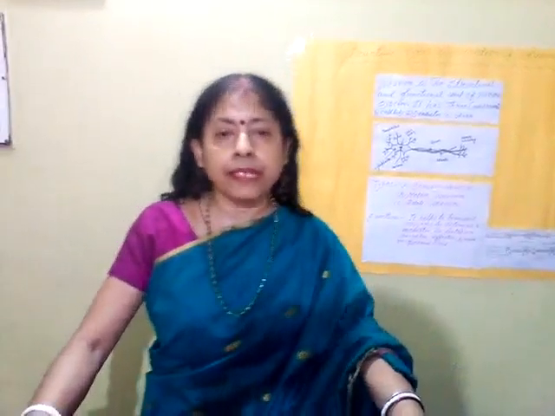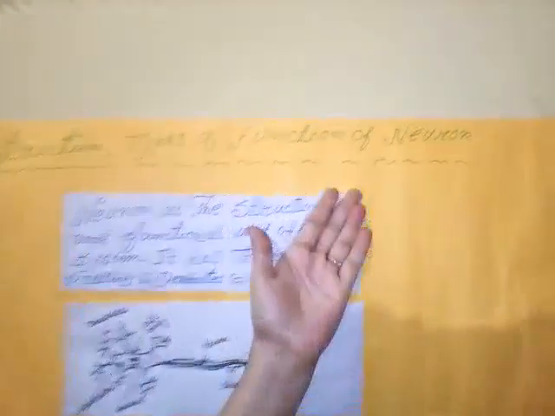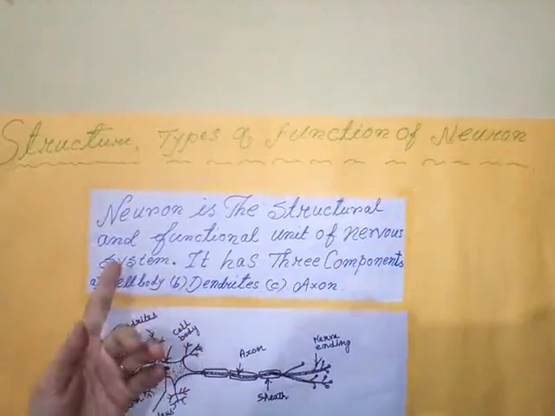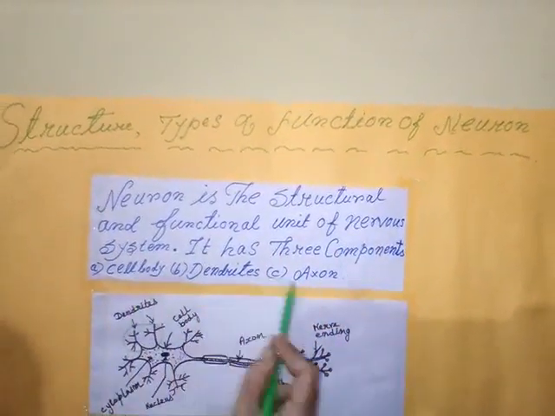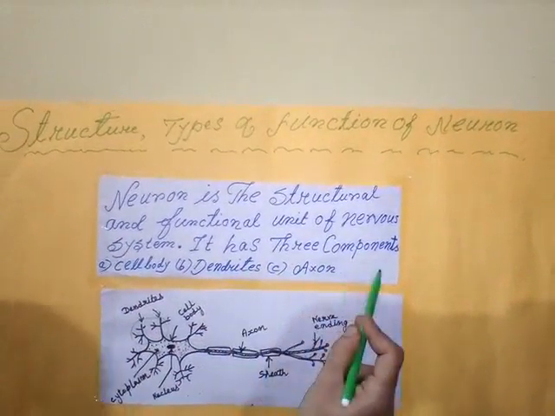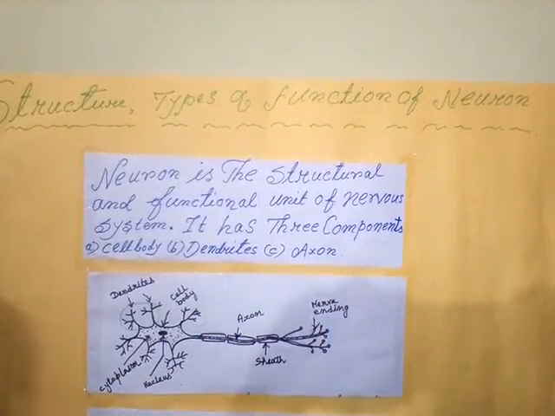Today I am going to discuss the structure, types and function of neuron. Neuron is the structural and functional unit of the nervous system. It has mainly three components. These are cell body, dendrites and axon.